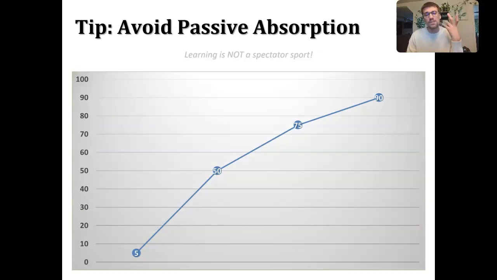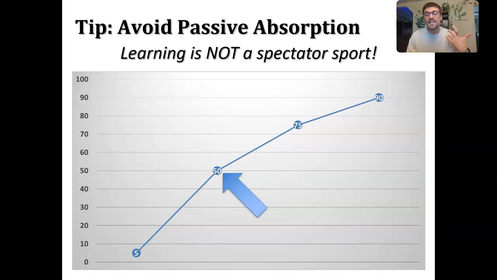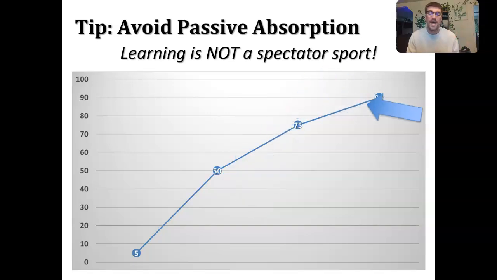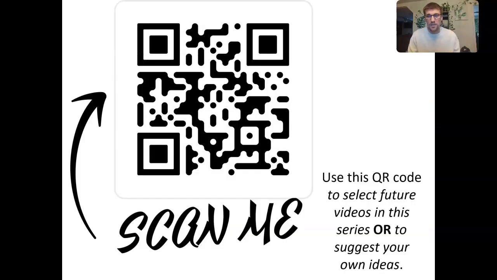Because what happens, guys, when we actively learn, when we stop thinking of learning as a spectator sport, we go from learning only 5% to 50, 75, and perhaps even 90% of the content becomes absorbed, depending on the strategies that we're employing. So it is worth it to engage actively.